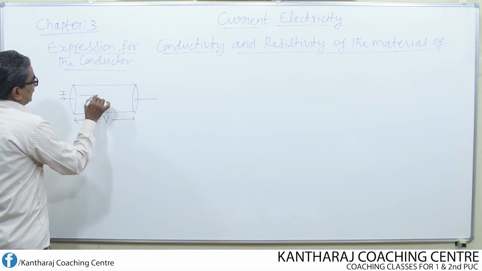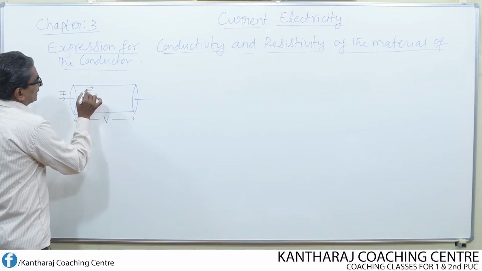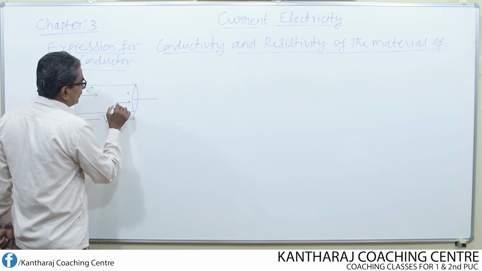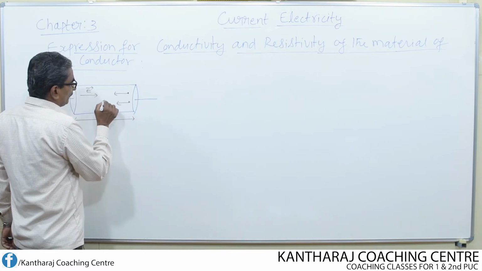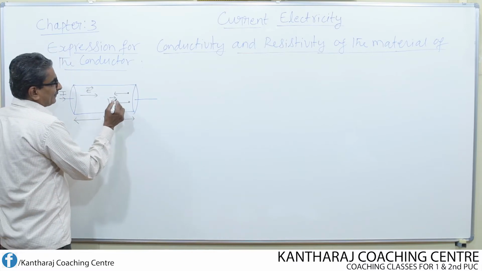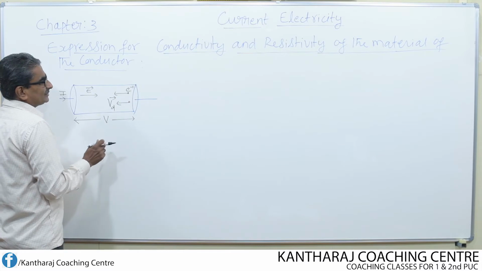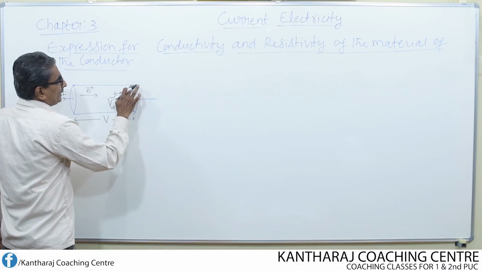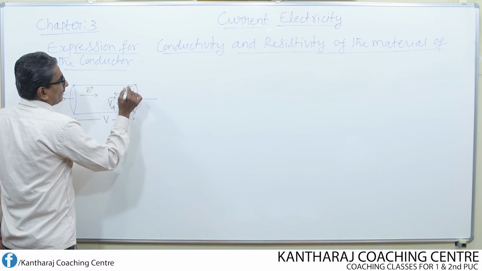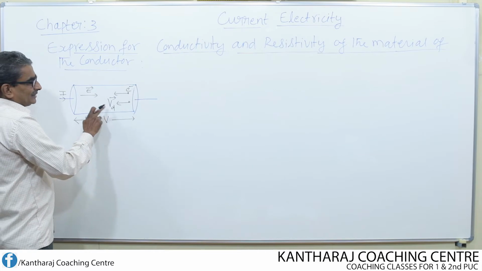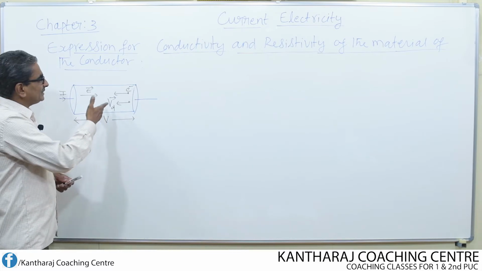Because of this current, an electric field is set up inside the conductor, and this electric field now makes the free electrons drift with a velocity Vd. So these free electrons begin to accelerate, and while accelerating they move with a velocity Vd, known as drift velocity.